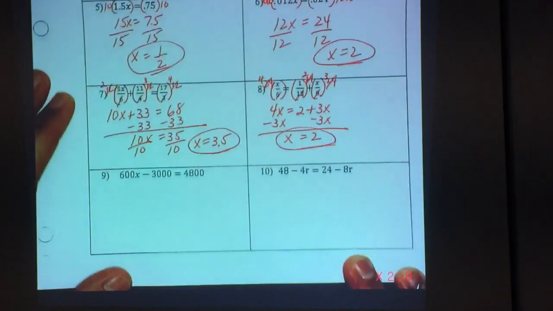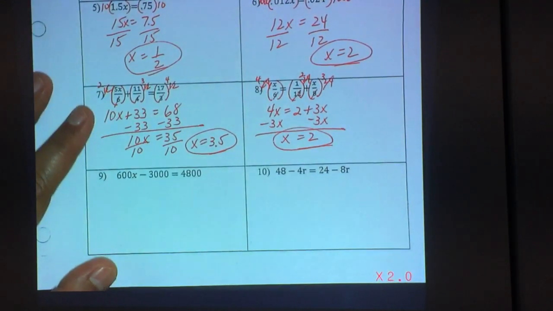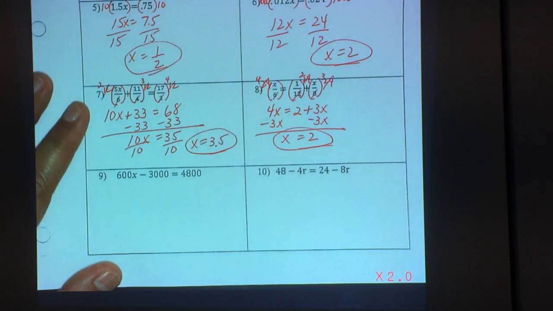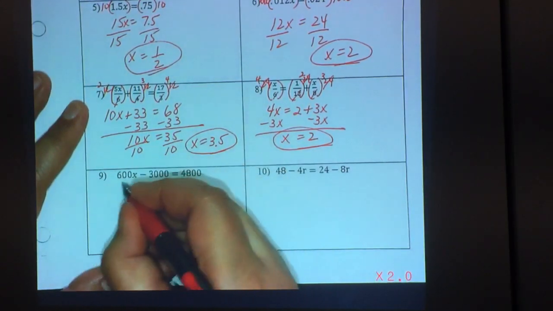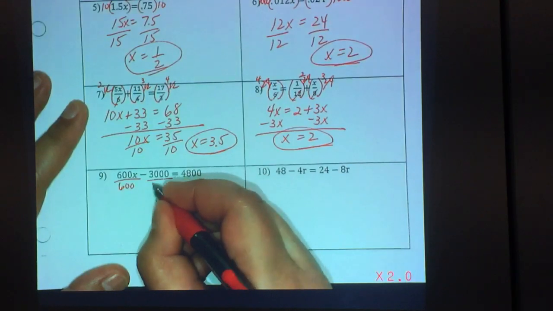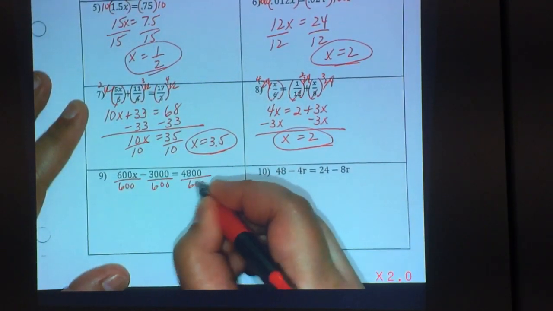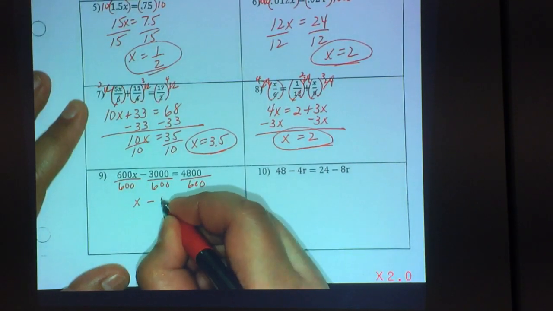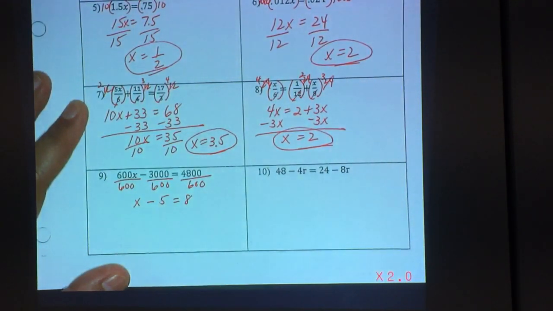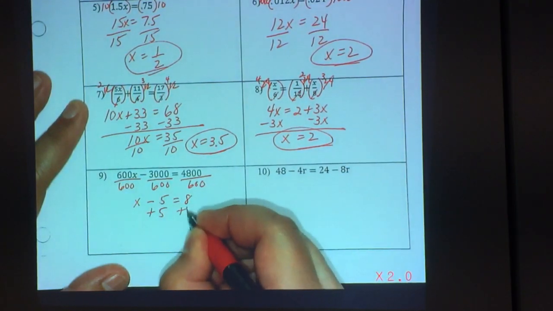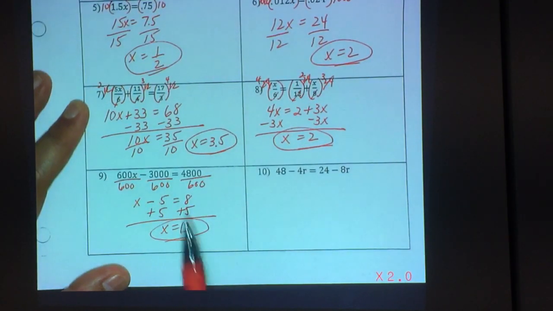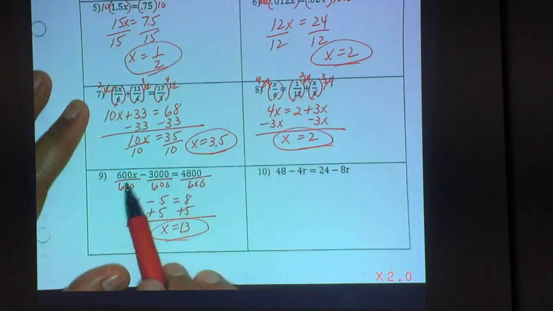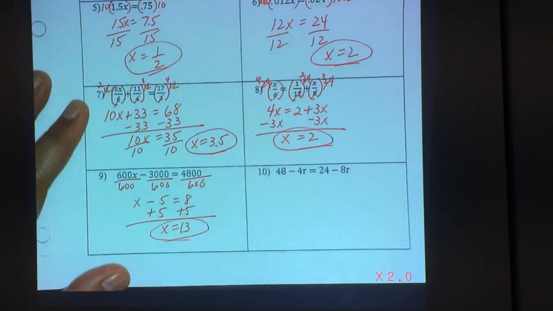The last two are those fraction busters in reverse. So I want to make this a smaller problem. I'm going to find a number that will divide into those three. 600. X minus 5 equals 8. Add 5. X equals 13. If you really wanted to, you could add 3,000 to both sides and then divide by 600. You get the same answer. But I'm just trying to get you to use some of the new concepts here.